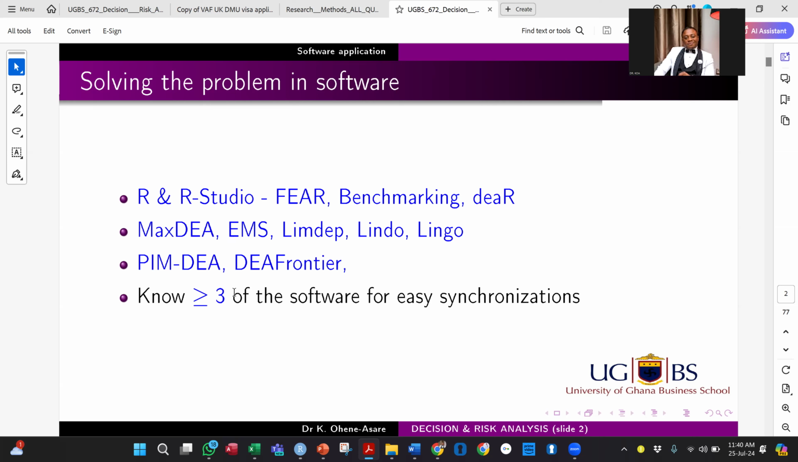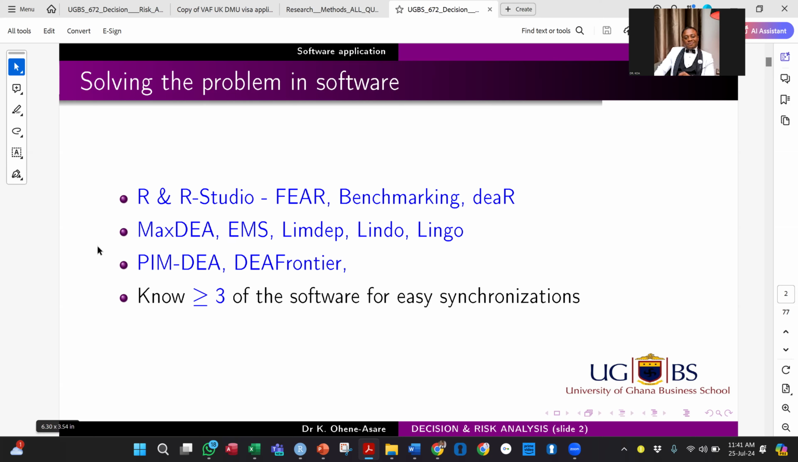But you got to know at least 3 of these software so that you can synchronize the results. When I say synchronize the results, sometimes you can program, you're having challenges, but you don't really know what the problem is. So when you have another one, not command-driven, but menu-driven, you can use it to verify the results you have. So get to know RStudio, and then know MaxDEA, and then PIMDEA. MaxDEA and PIMDEA, you have to buy. MaxDEA is very expensive. PIMDEA is not expensive.